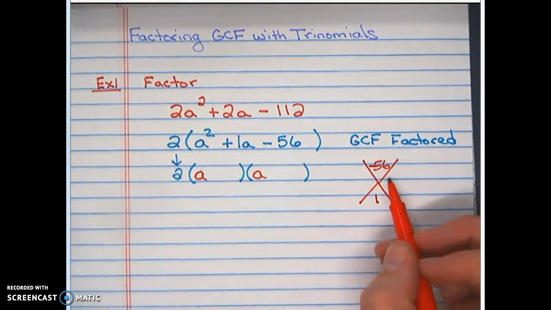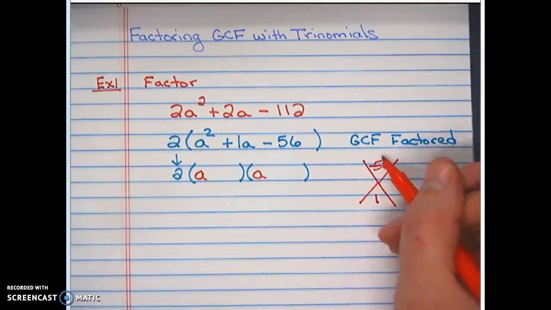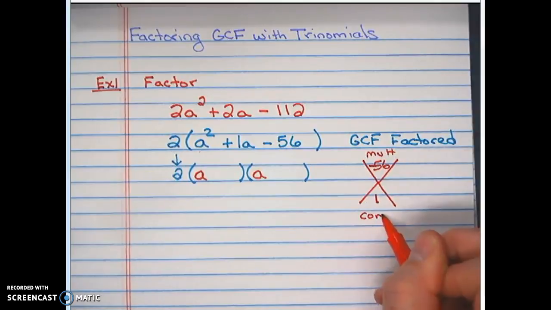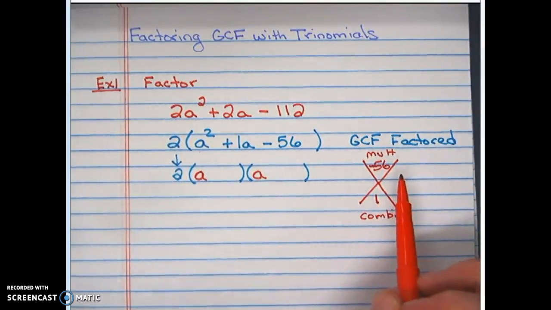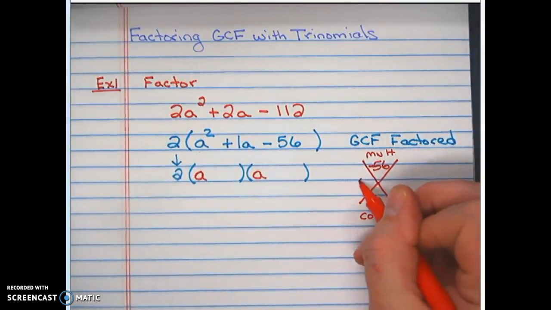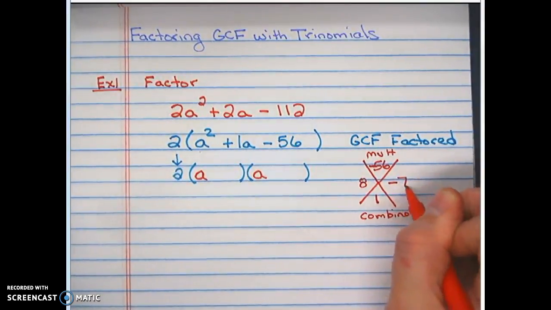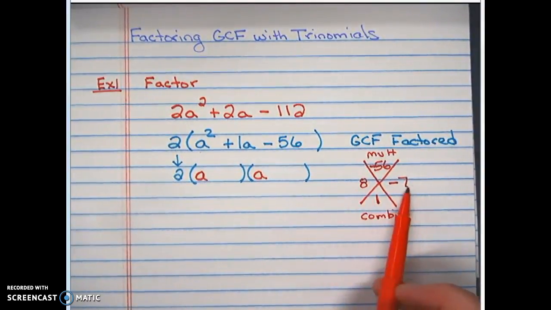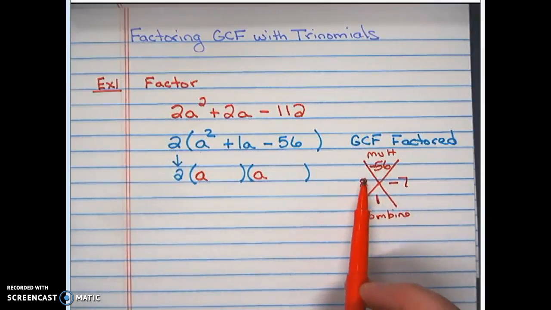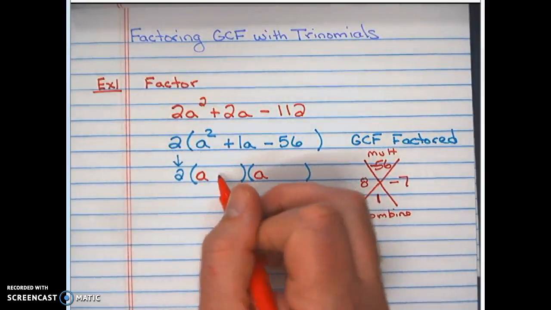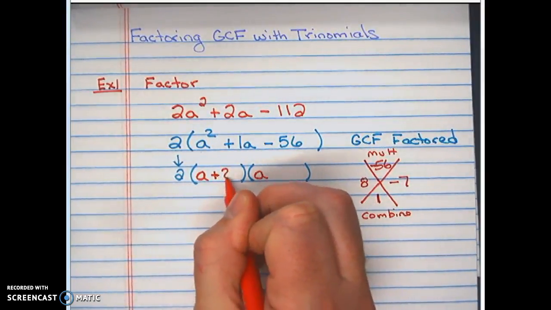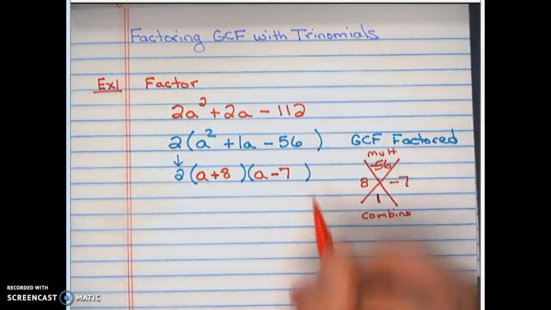But now we go to our sheet and say, well, what numbers multiply to negative 56 and at the same time combine to give me a 1? And you can use your sheets and look at negative 56, and what you're going to find is if I had an 8 and I subtracted a 7, 8 minus 7 gives me a 1, and 8 times negative 7 gives me the negative 56. So that means my factors are a plus 8 and a minus 7.